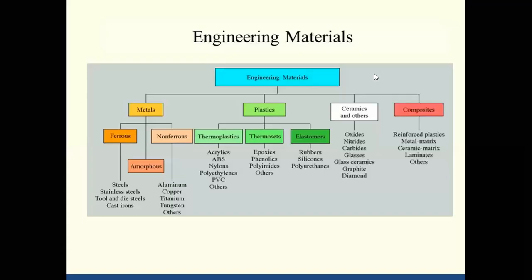So what kind of materials do we have? Engineering materials are subclassified into four kinds. The first one is metals, the second one is plastics, then ceramics and others, and the final one is composites.